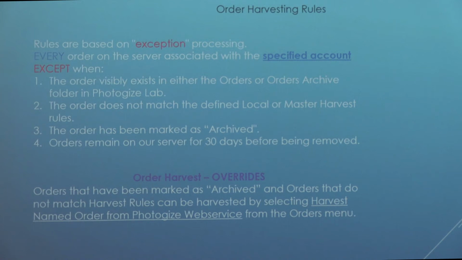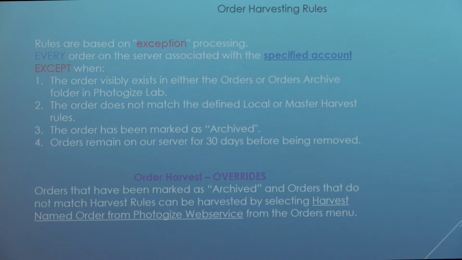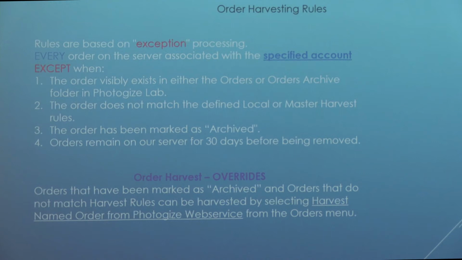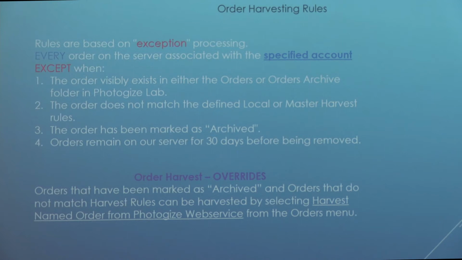Exception: the order does not match the defined local or master harvest rules. There are local rules if you want to set those up. Hunts uses master harvest rules. So basically you can drop out that local. But if it doesn't match the harvest rules, for example, if the order is for Melrose and you're harvesting in Portland, it should not harvest because it's the wrong pickup location. And that's the way the harvest rules get set up. It also may not harvest individual photos. Holyoke has a certain set of prints that they can do, another set that they can't. So it might be for pickup in Holyoke, but it's for something that doesn't get printed at Holyoke. That won't get harvested. So that's the exceptions.